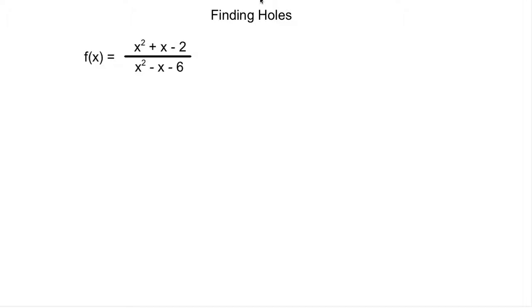And finally, what about a hole? Well, if you notice, I have this fraction that is made up of two polynomials that we can factor. So let's factor them first. In my numerator, I have x plus 2 and x minus 1. In my denominator, I'm going to have an x plus 2 and an x minus 3.